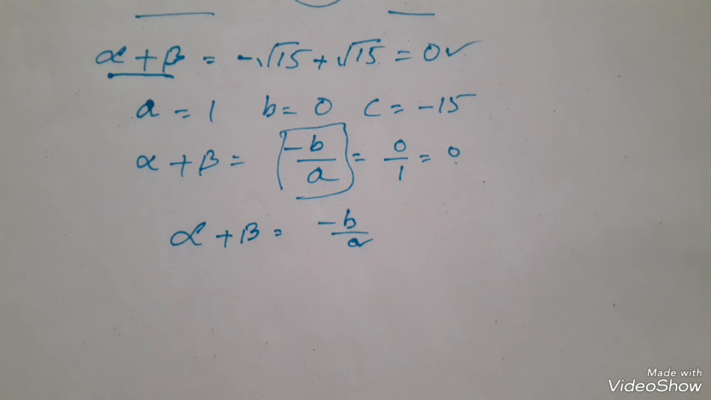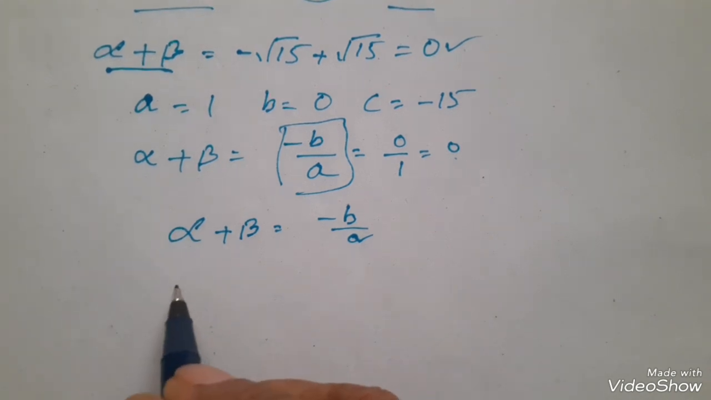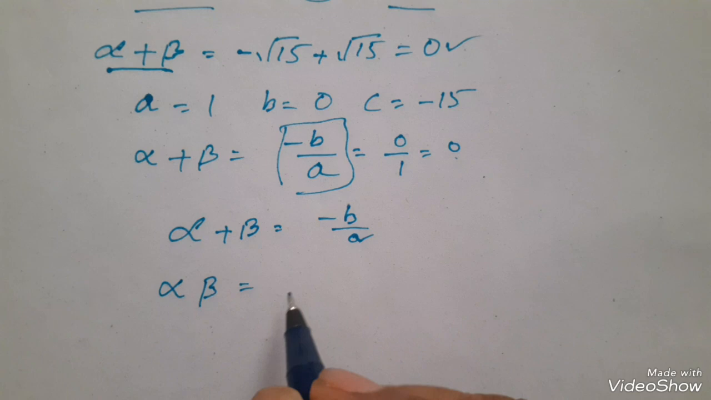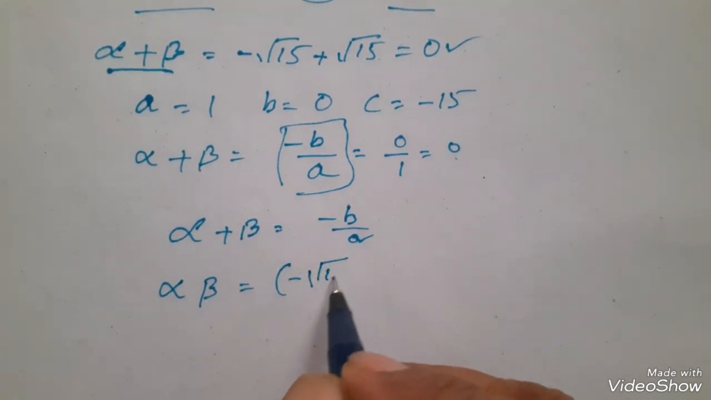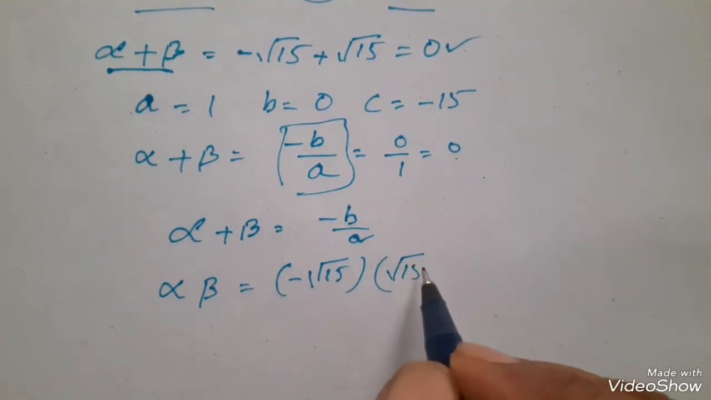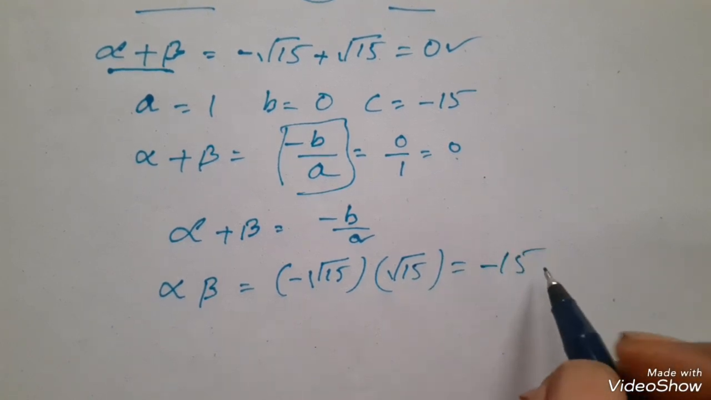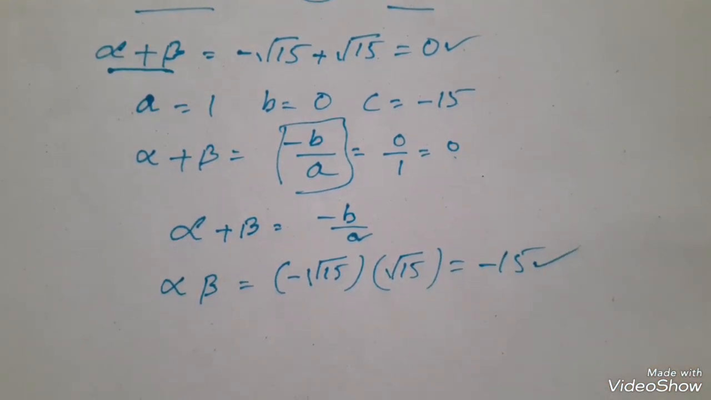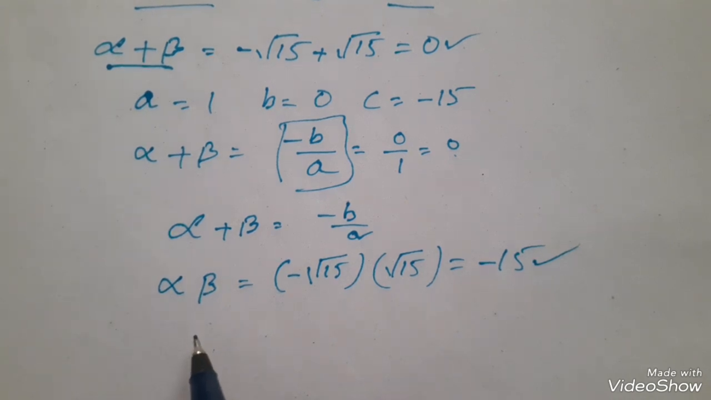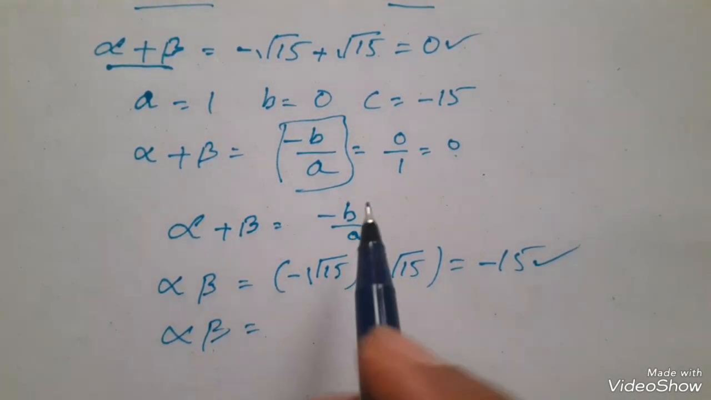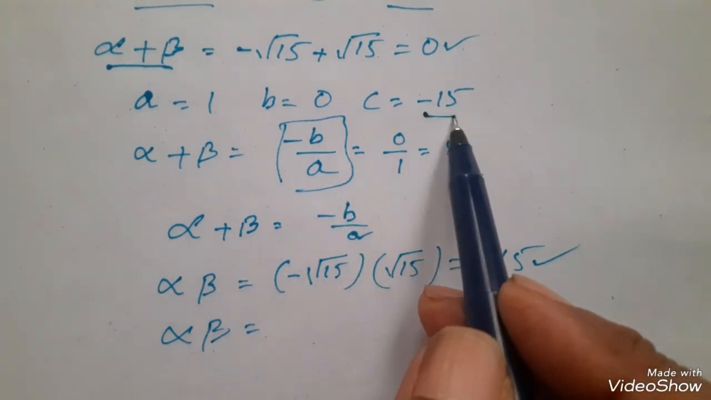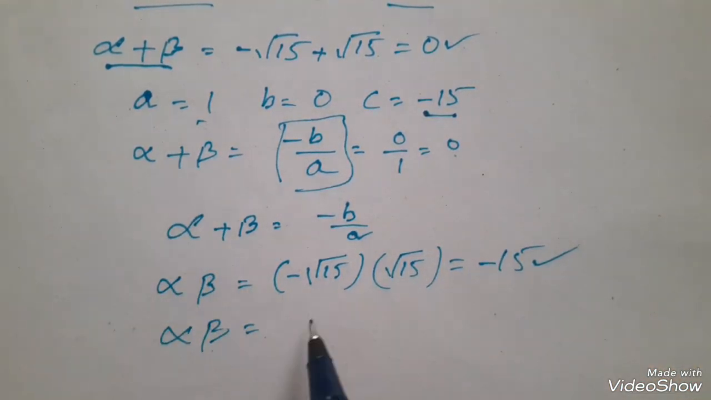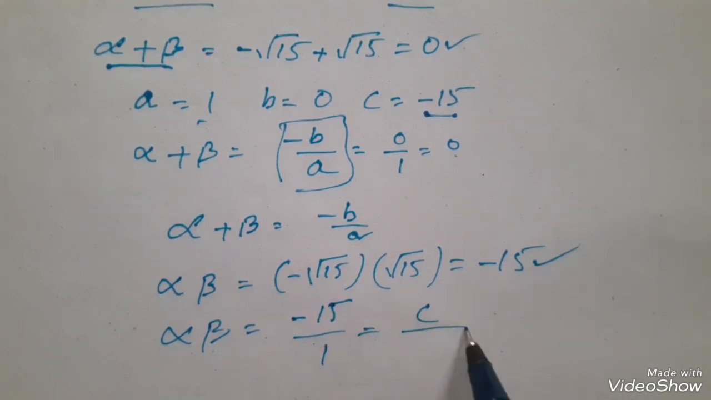Similarly, we can find the product of two zeros also. So alpha into beta. As we know, one zero is minus root 15 and the other is plus root 15. We get minus 15. This is the product of two zeros. So the product of two zeros we can find with the help of the coefficients. So if you observe, c is minus 15, a is 1, so minus 15 by 1. We get that is c by a.